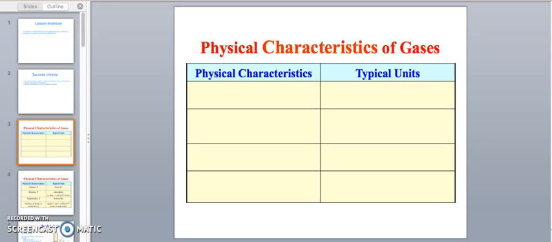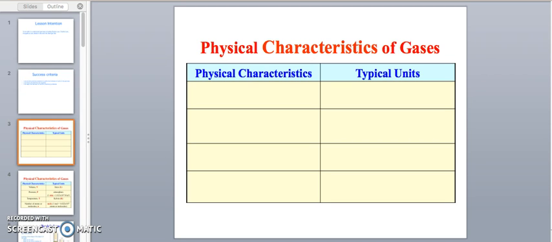So today we started gas laws, and I started off with a simple question: to list down the physical characteristics of gases, and give a unit that we use to quantify or measure that characteristic. I gave an example, which is volume, and the unit of volume is liters. Then I asked the students whether they can list three other characteristics of gases.